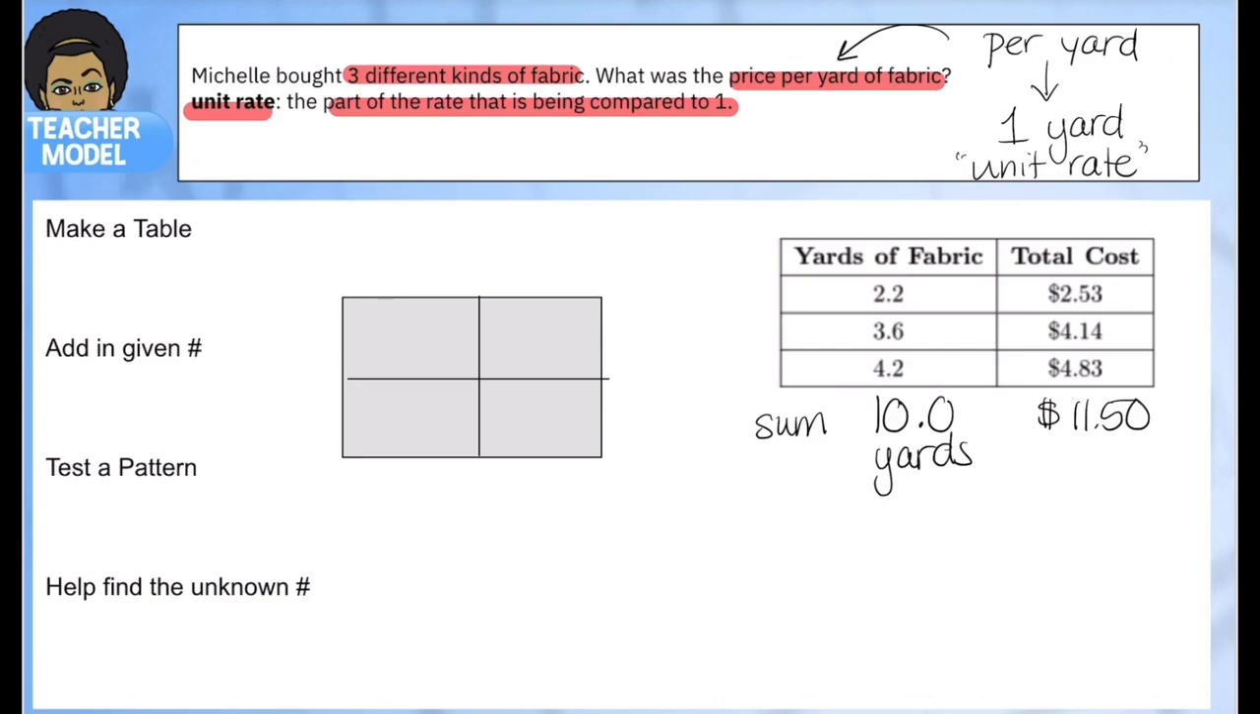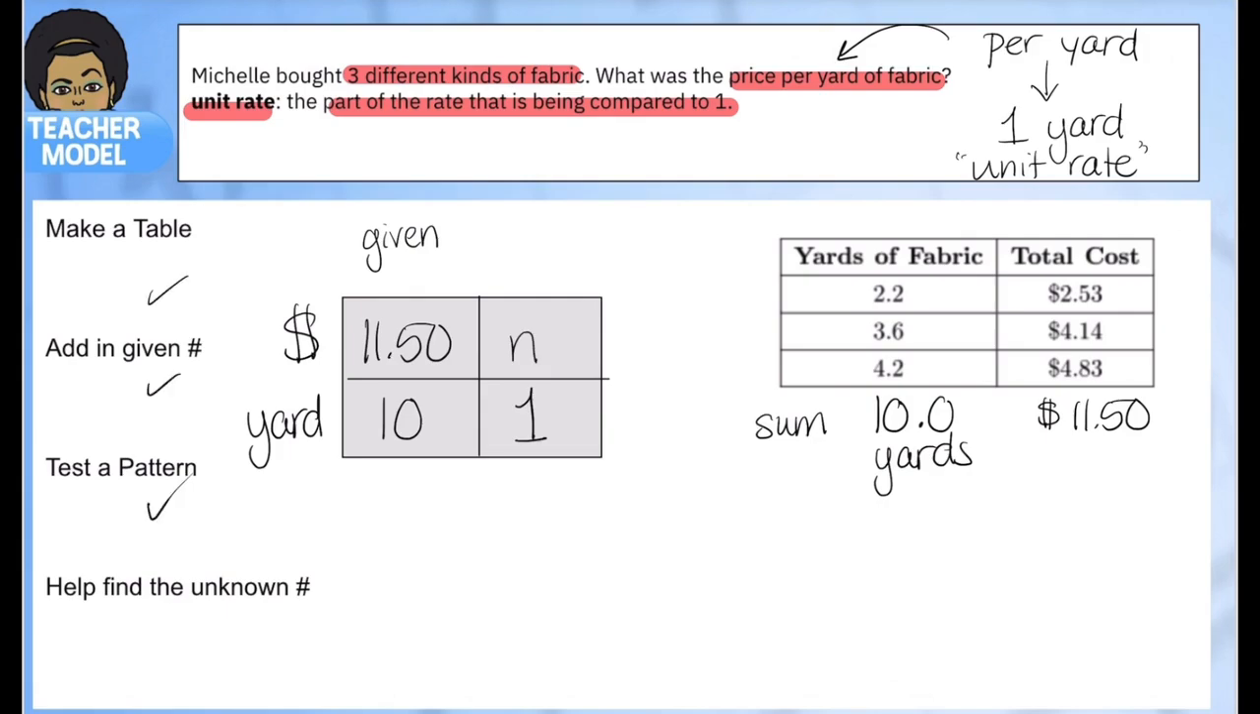We want price per yard, so I'm going to put price on the top and yard here on the bottom. So she spends $11.50 for 10 yards of fabric. That's our given ratio. And we want to know how much when she has 1 yard of fabric. That's price per yard when it's 1 yard. And we don't know this number. So let's test our pattern here.